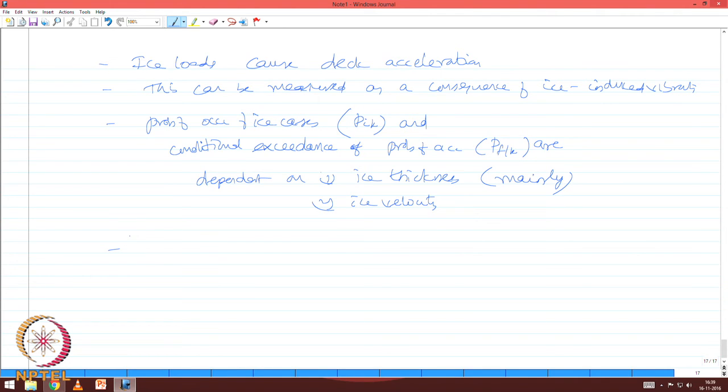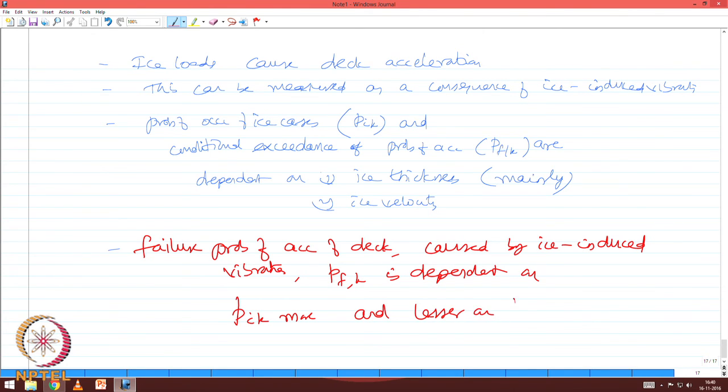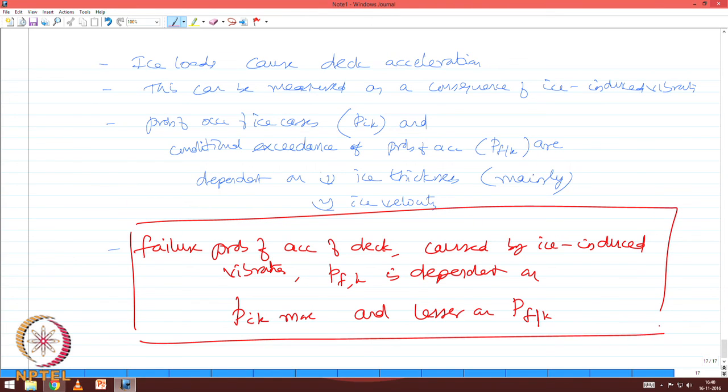So, as a result, we can say that the failure probability of acceleration of deck caused by ice induced vibration, which I say as PFK, is dependent on PIK more and lesser on PF given K. So, that is a very interesting conclusion we have for estimating the effects of ice loads on an example study of a jacket structure done by the researchers in Bohai Gulf.